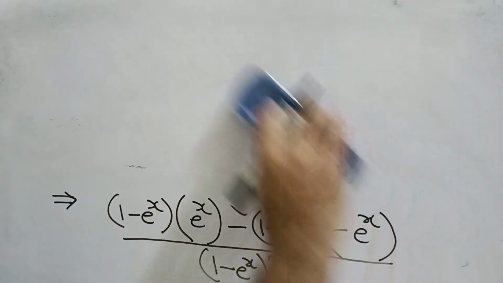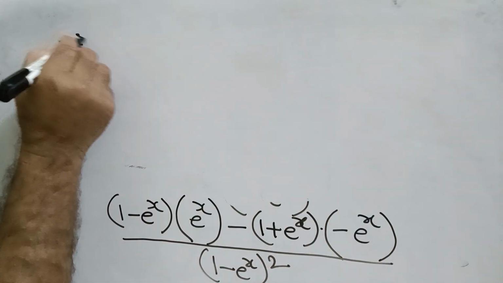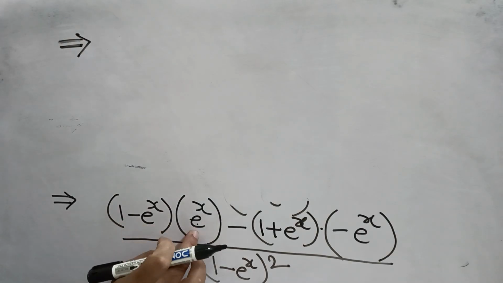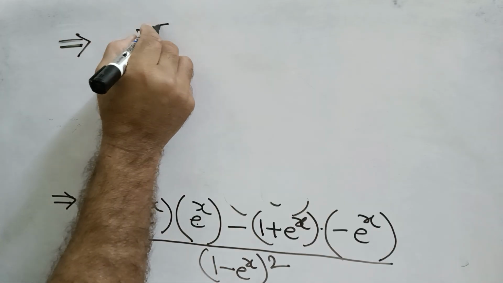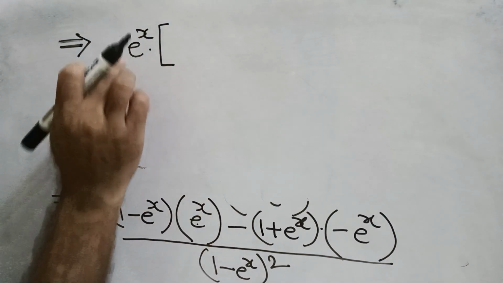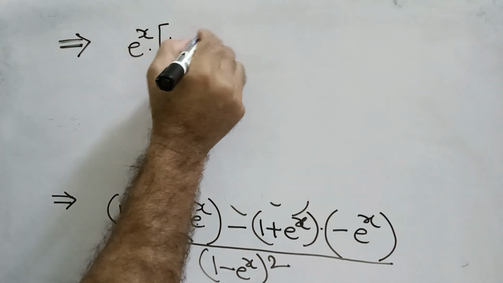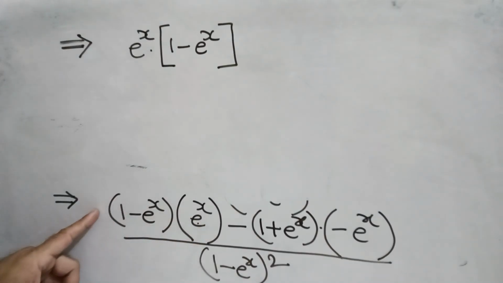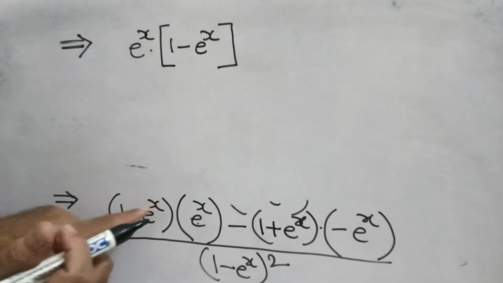So, the next step is like this. This implies 1 minus e power x is multiplied with e power x. I can write like this, no? I am writing this e power x just before, e power x into 1 minus e power x. Can I write like this? This e power x I am just writing before this term, that is nothing but e power x into 1 minus e power x. Nothing wrong.